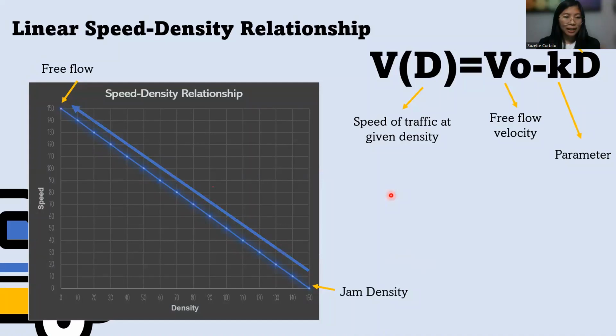To summarize this graph, it only says that as the traffic density approaches zero, the speed approaches the maximum speed, which is the free flow. And as the traffic density approaches its maximum capacity, the speed decreases, eventually reaching zero, which we call the jam density.